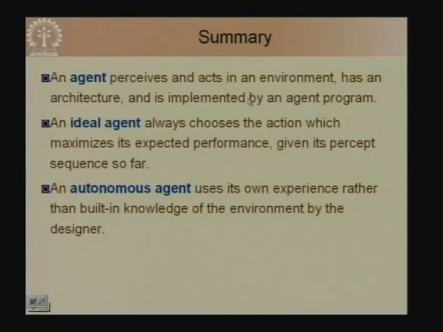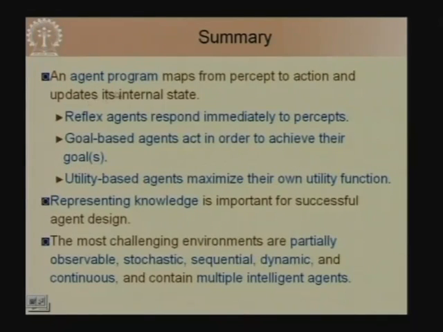So, in summary of today's lecture, an agent perceives and acts in an environment. It has an architecture, and an agent is implemented by an agent program. An ideal agent chooses the action which maximizes its expected performance. An autonomous agent uses its own experience rather than built-in knowledge of the environment by the designer. An agent program maps from percept to action and updates its internal state. Reflex agents respond immediately to percepts. Goal-based agents act in order to achieve their goals. Utility-based agents maximize their own utility function.